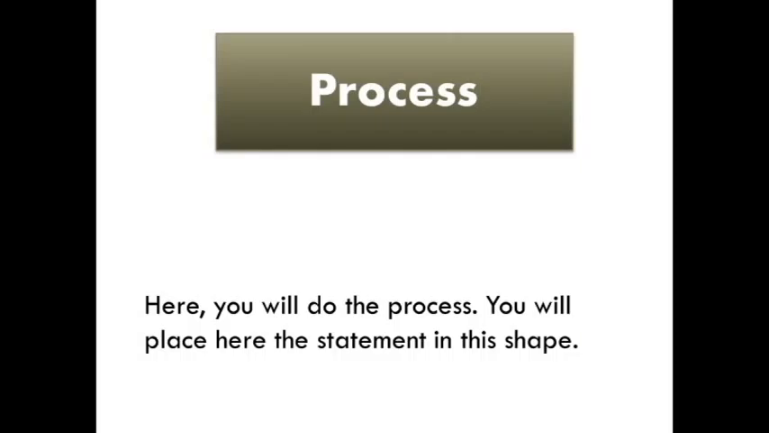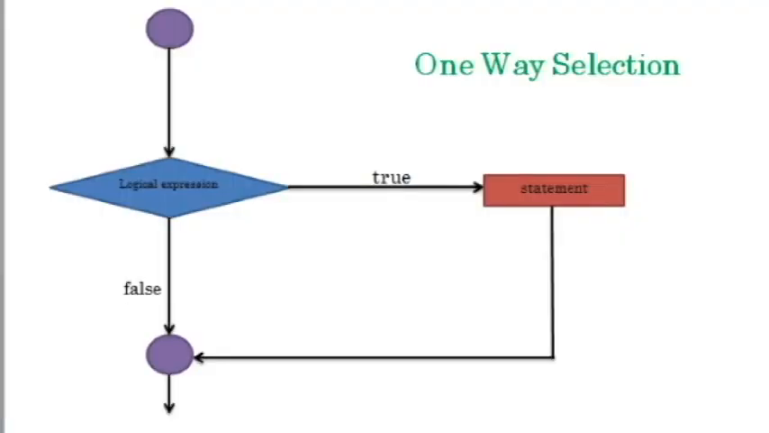Next, the process symbol. Here, you will do the process. You'll place here the statements in the shape. The following statements are the definition of the flowchart in their corresponding selections. One-way selection. If the logical expression is true, the statement executes. If it is false, the statement does not execute and the computer goes on to the next statement in the program.